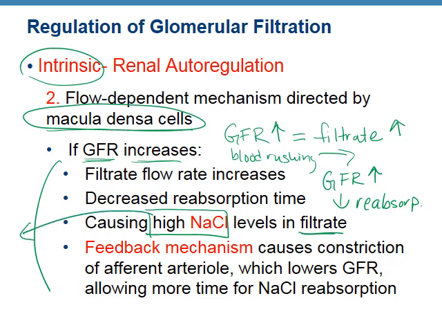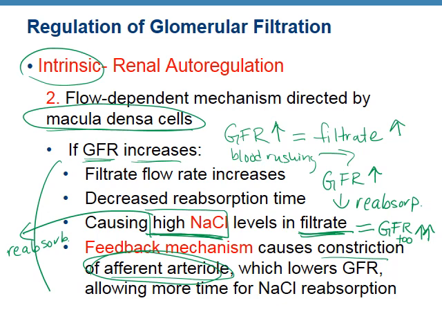What should have happened to that sodium chloride? We should have reabsorbed it, right? So if your sodium chloride level is really high in the filtrate, that is basically telling you that your glomerular filtration rate is too high. It needs to slow down. So remember how we said the macula densa cells could talk to the granular cells? Well, that's exactly what happens. The macula densa cells can talk to the granular cells and cause the afferent arteriole constriction that we just talked about. This can lower the glomerular filtration rate and allow more time for the sodium chloride reabsorption.